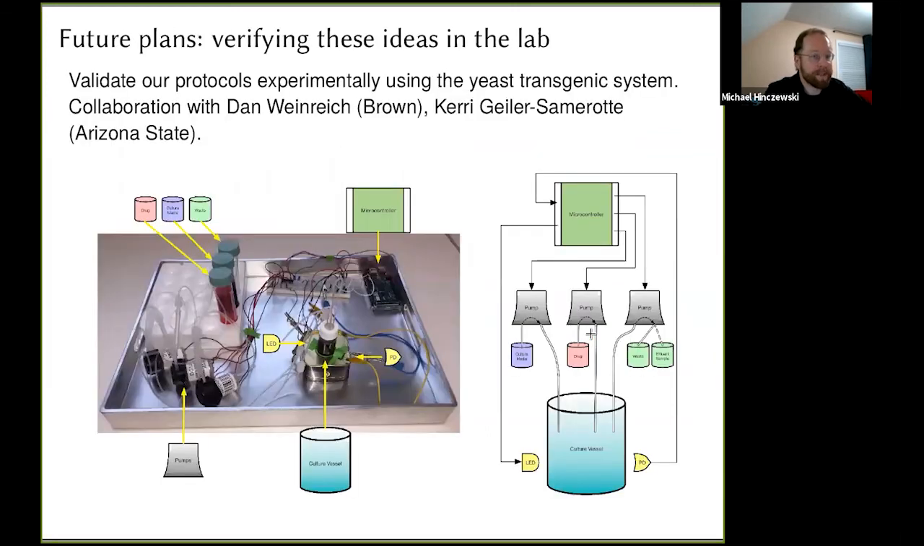So what are the next steps? This is kind of just the future plans that we're working on. Well, one of the obvious next steps is to take this and see it in the laboratory, right? Because everything that I've described right now is a theoretical concept and numerical simulations. But we have collaborators, Dan Weinreich at Brown and Kerri Geiler-Samerotte at Arizona State, who have these transgenic yeast in their labs. And we're working with them to set up these types of control experiments, to actually try to work this out in a laboratory setting.